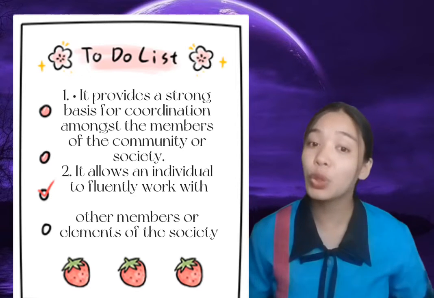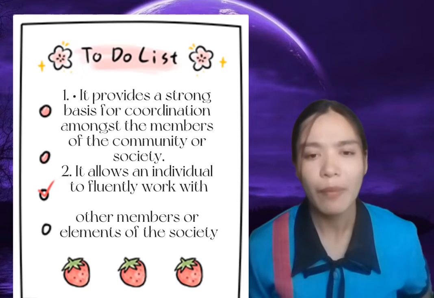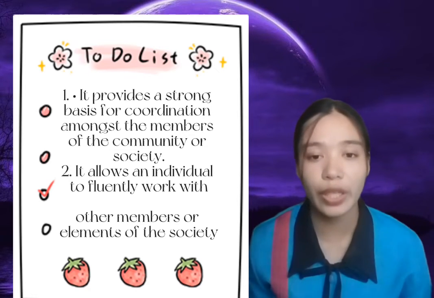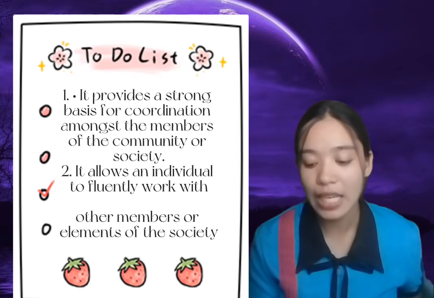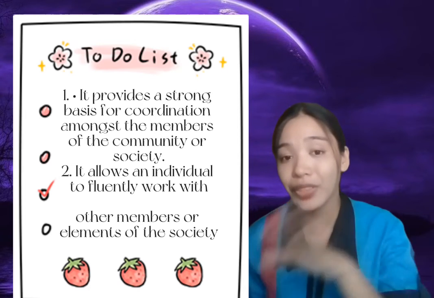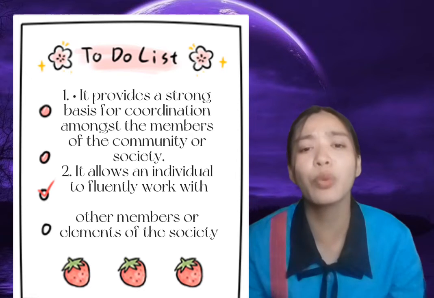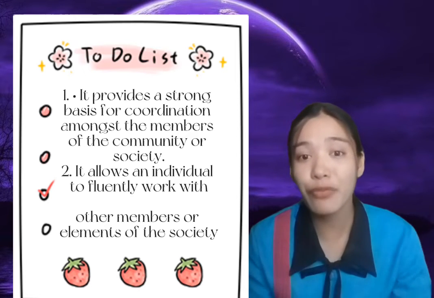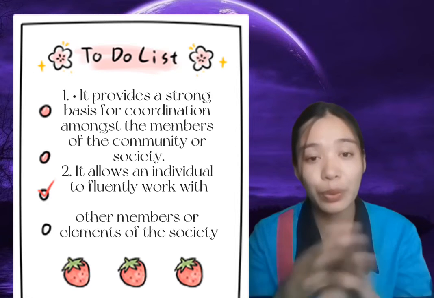Another is it allows an individual to fluently work with other members or elements of the society. If you have good communication, if you have a source of good information, the person that you want to send it to could greatly and fluently understand. The entire communication between the two persons works fluently because the information is well conveyed and well interpreted by the receiver.